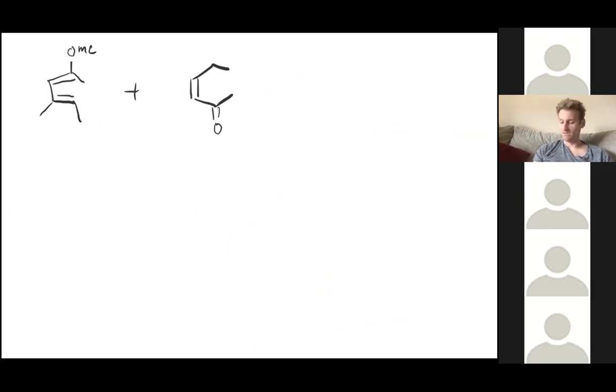Okay, so I usually just like to draw out the 4 possible products first. We're going to be making a 6-member ring with a double bond. We get a methyl here that's not going to have any stereochemistry. It's sp2. Dienophile on dashes.